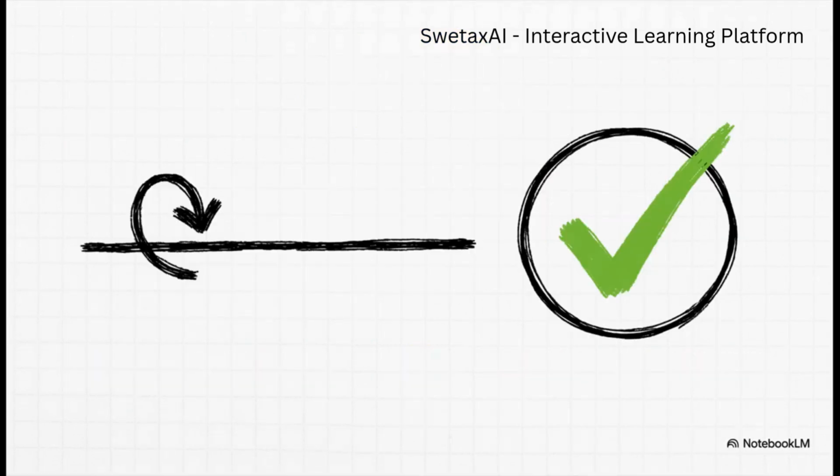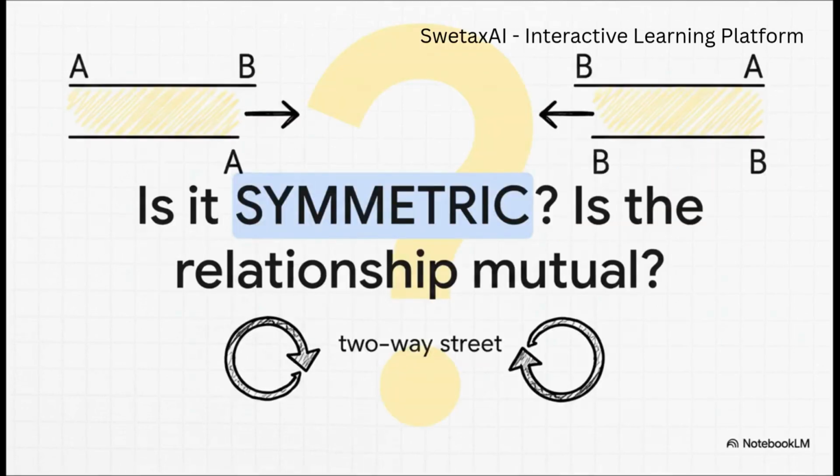And the answer is yes. By its very definition, a line is always parallel to itself. So boom, it clears the first hurdle. Test 1, passed. Okay, on to test number 2, the symmetric property. This basically checks if the relationship is a two-way street.